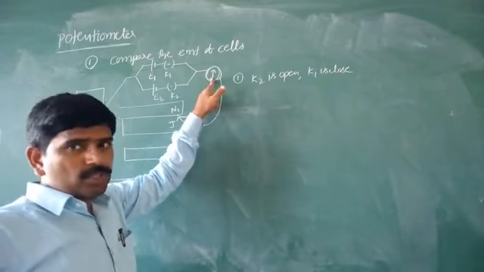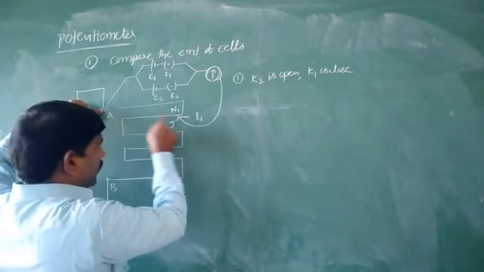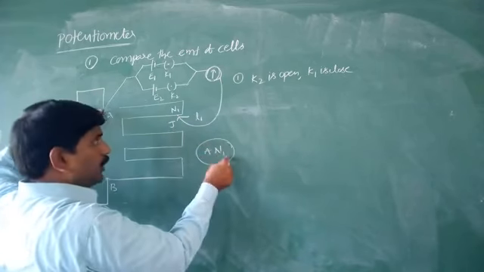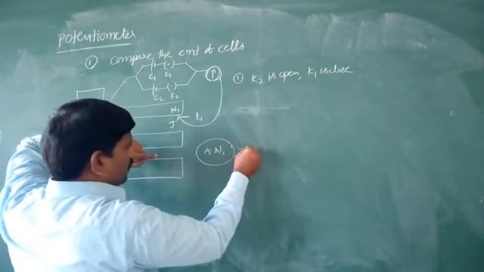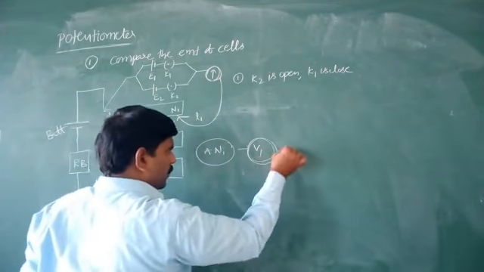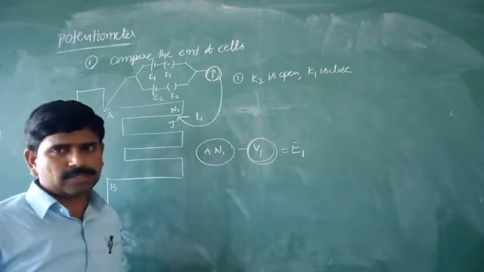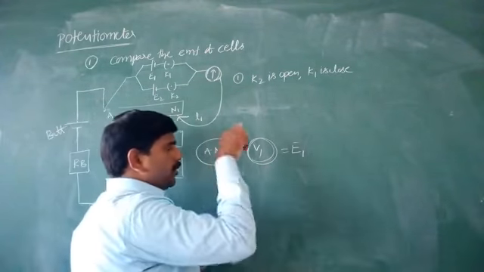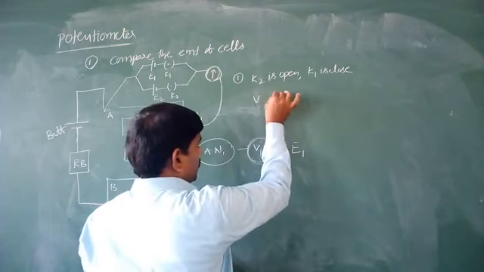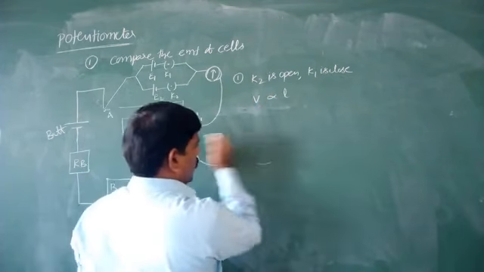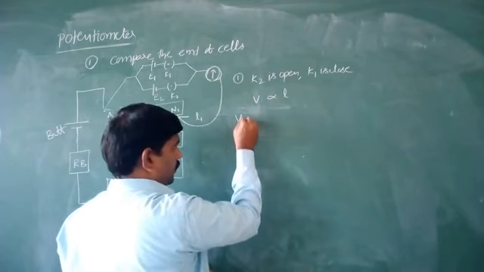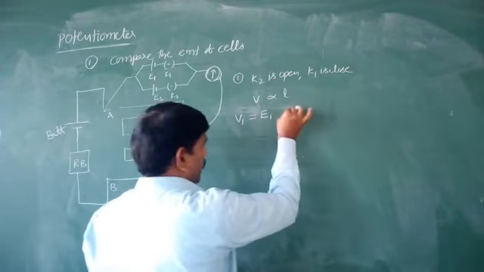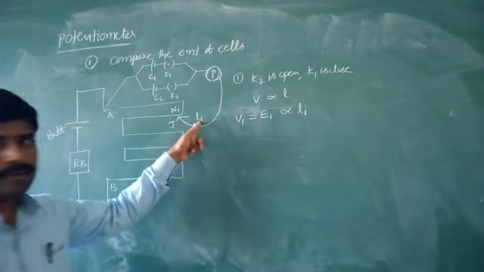When this deflection becomes zero, the potential drop across A to N1, which I am taking as V1, must be equal to the EMF of the first cell. According to the principle of the potentiometer, V is directly proportional to L. So the potential drop V1, that is equal to E1, the EMF of the first cell, is directly proportional to the balancing length L1.